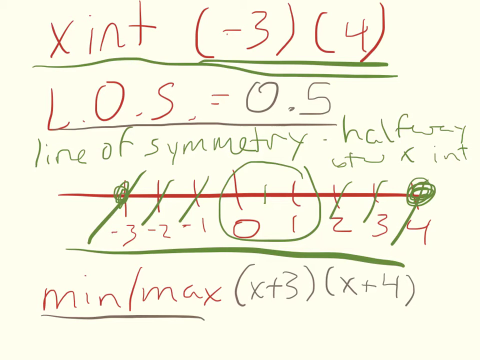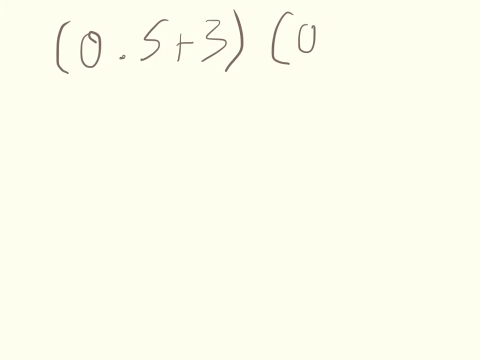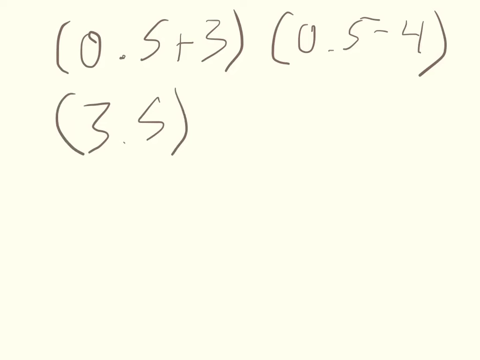Now I can plug in that line of symmetry for x to have (0.5 + 3) times (0.5 - 4). So I should have 0.5 + 3 and 0.5 - 4. Now I can actually find out what those values are: 3.5 multiplied by negative 3.5. Multiply those together, and I should get something.